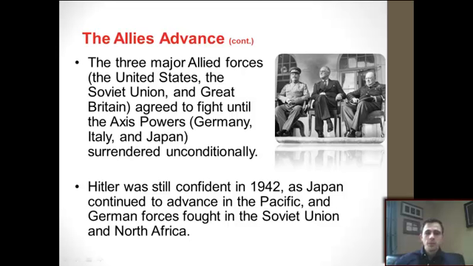So in 1942, Japan continued to advance in the Pacific. German forces had fought the Soviet Union and had made advances in northern Africa as well.